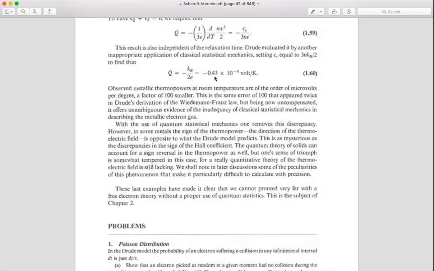So that concludes our discussion on Drude theory. After that, we'll go over to discussion of the quantum theory of solids. Do you have any questions, concerns at this point? Otherwise, we'll end this here and start with a new topic.